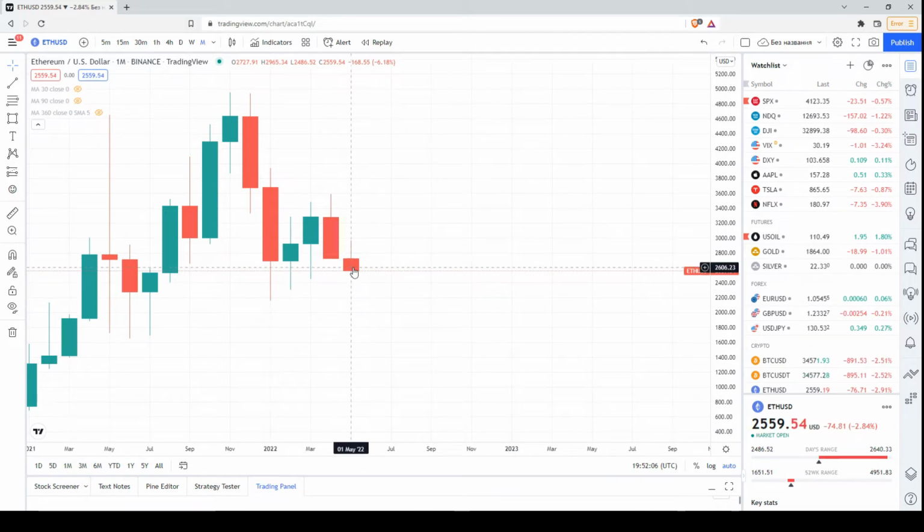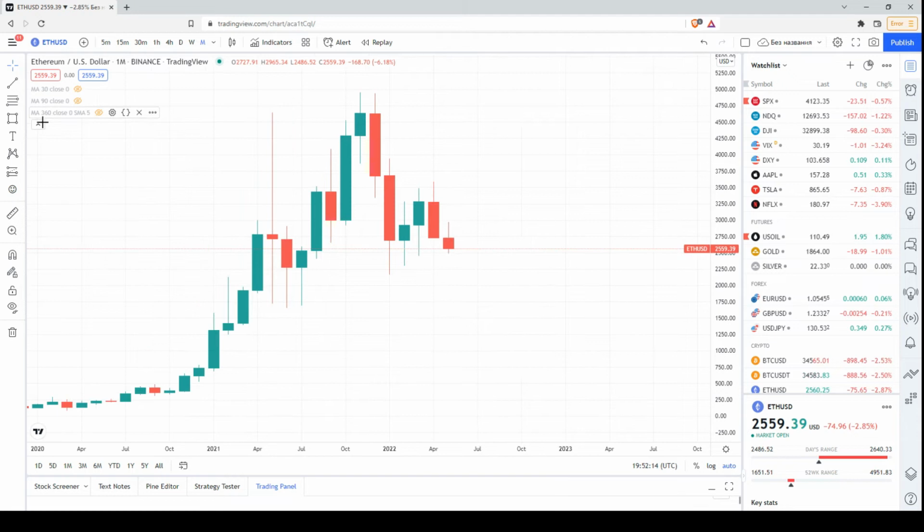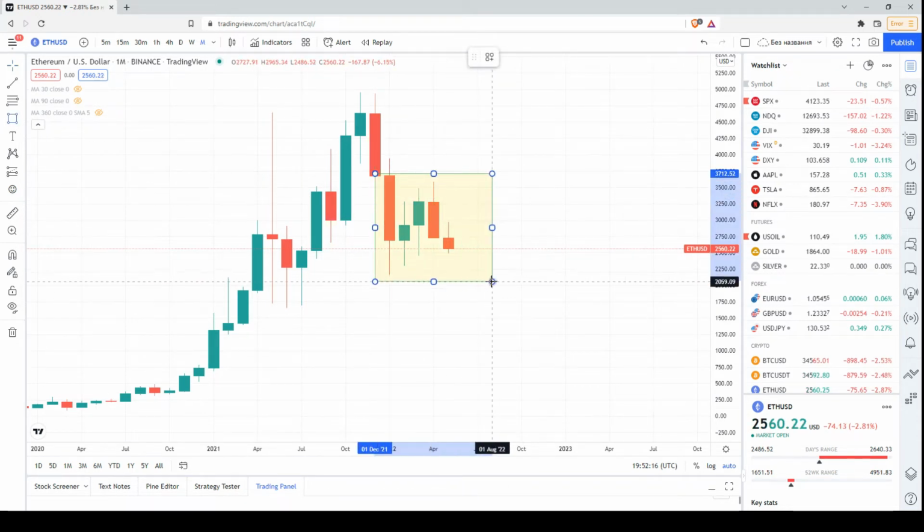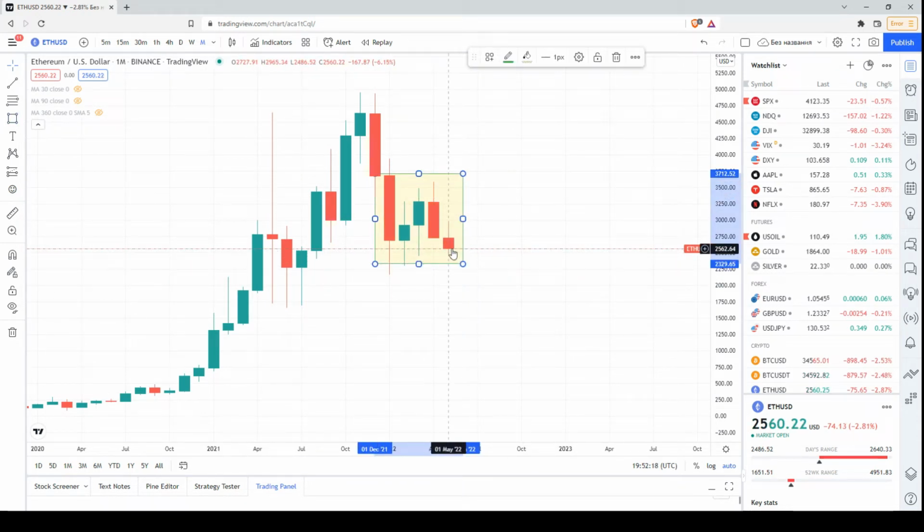Moreover, we're, let's say, in the first third of this month, and we already have a local low below the previous one. So this is a small bearish signal, and we have to be really very cautious and keep an eye on this candlestick. So this is the monthly chart.